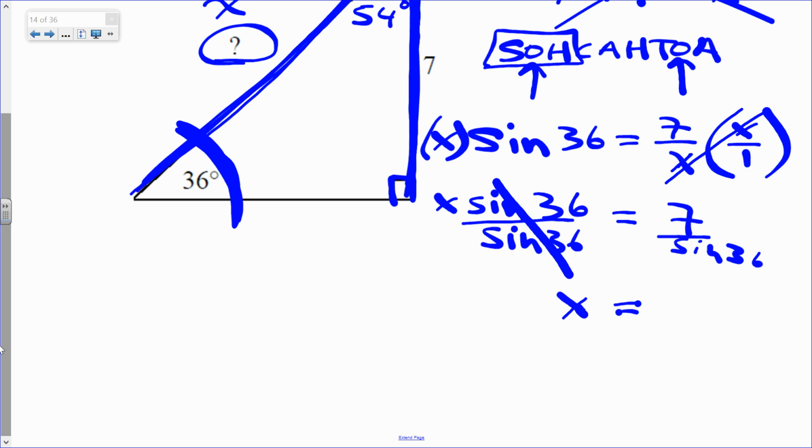Nice. So everyone should get 11.9 something. 7 divided by sine of 36 is 11.9. That's actually what x is. We just solved for x. We're going to round to the nearest tenth, the first decimal. So x is about 11.9.